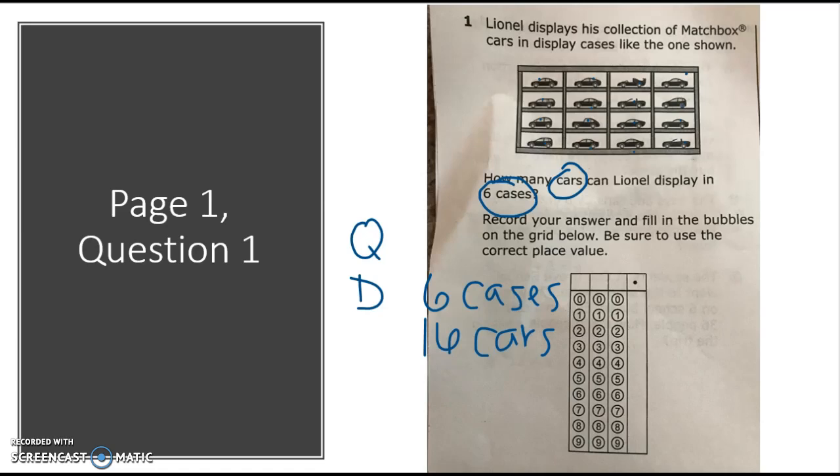So if there are cases and there are cars and they want to know how many cars, that means my plan is I'm looking for all of the cars. I'm going to be finding a total. When I find a total, I know that I'm going to be multiplying. So I'm going to set up my multiplication equation over here. I have 16 times 6.